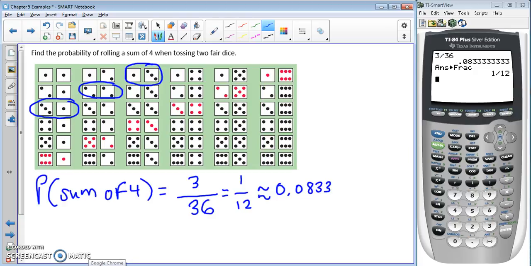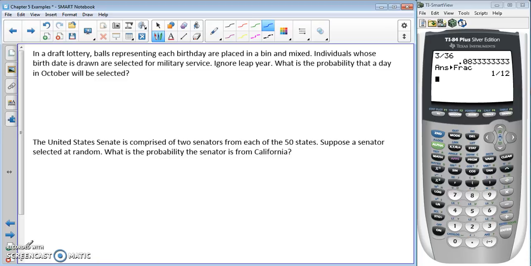So let's look at some more simpler examples. So we have in the draft lottery, balls representing each birthday are placed in a bin and mixed. Individuals whose birthday is drawn are selected for military service, ignore leap year. What's the probability a day in October will be selected? So we're going to write our notation there.